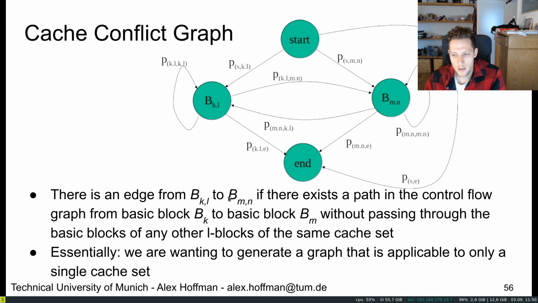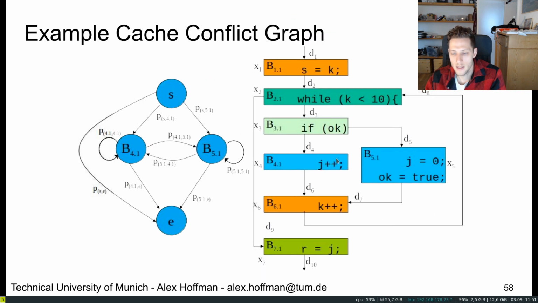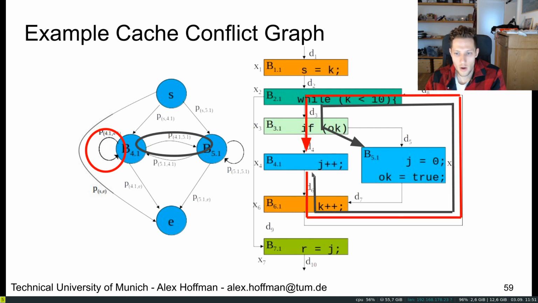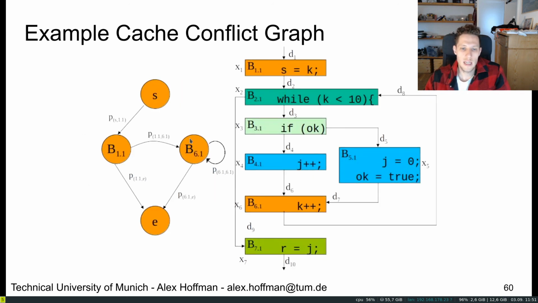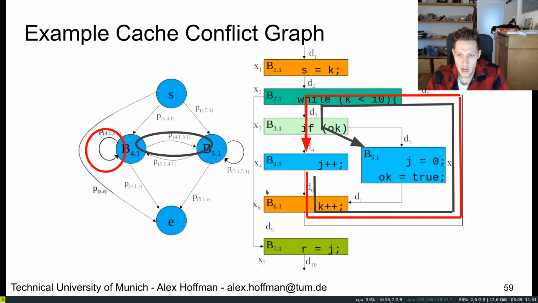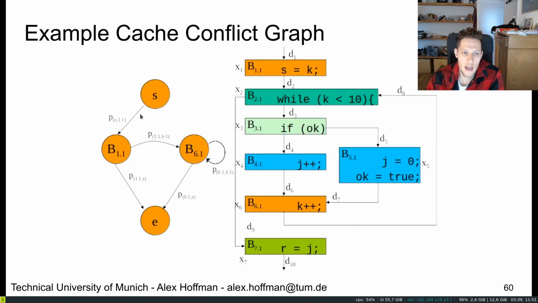You have to adhere to this rule, that there is an edge from some block to another block, such that the execution of the L block does not pass through any other L blocks that are on the same cache set, right? So we're looking for paths between the same cache line, essentially code that executes on the same cache line. So now we have here the graph for this blue cache set, and now we'd have the second of our 5 graphs for this orange cache set. So we just quickly look at how it's constructed.